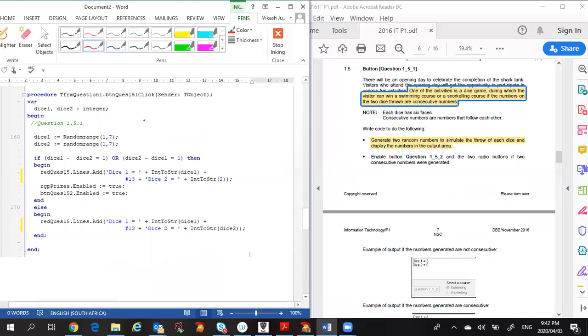So a dice ranges from 1 to 6. We can use a random range. In order to use random range, you have to, in your user section, make sure you import the math class. And when you use a random range, it returns a single value in the range from 1, and it's 1 less than the number stipulated. So as much as I've got 7, the value returned will be in the range from 1 up to 6. So this gives me my first number on the dice. That gives me my second number.